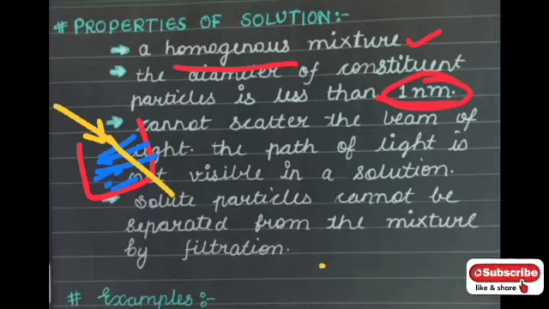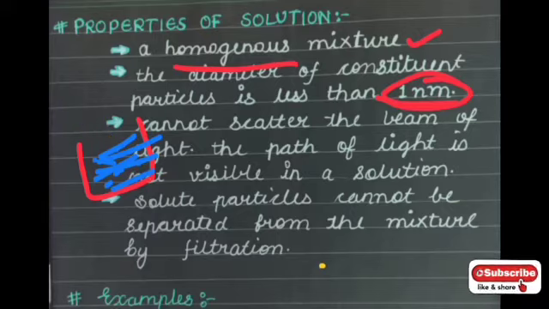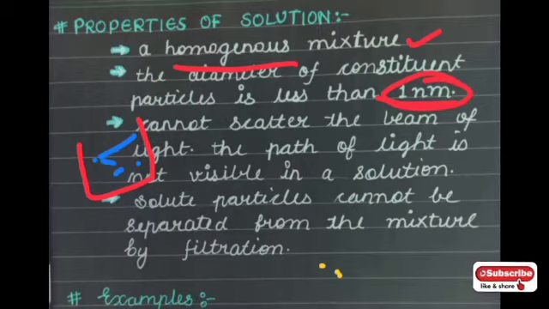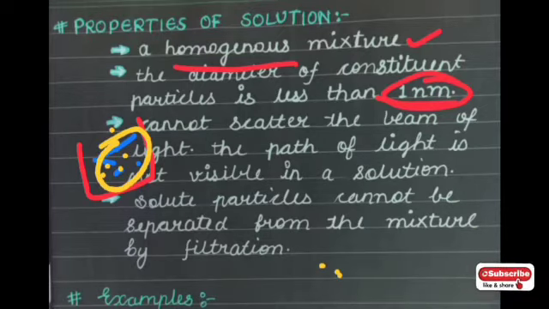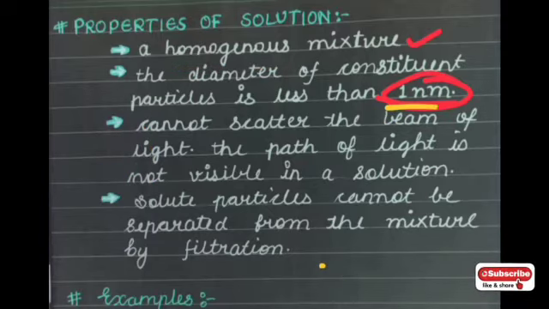What do you mean by scatter? If the light goes through and the path gets scattered, then you can find the path of the light. The path of the light will be visible if there is scattering. But over here, since the constituent particles are very small, we will not find any kind of scattering in the solution. The reason is that the diameter of the constituent particles is very small, only 1 nanometer.